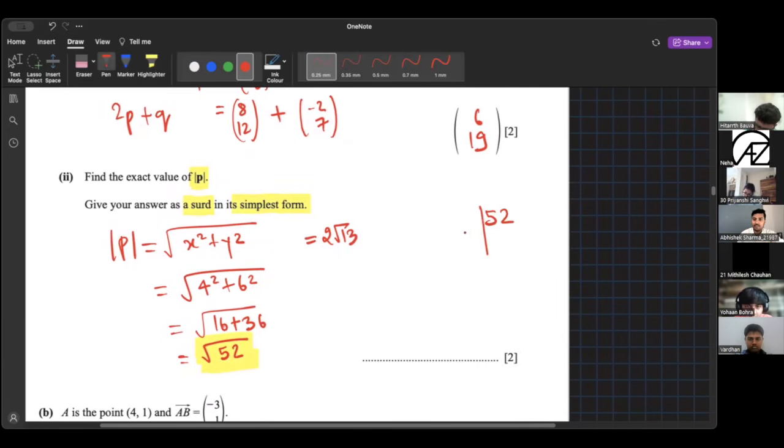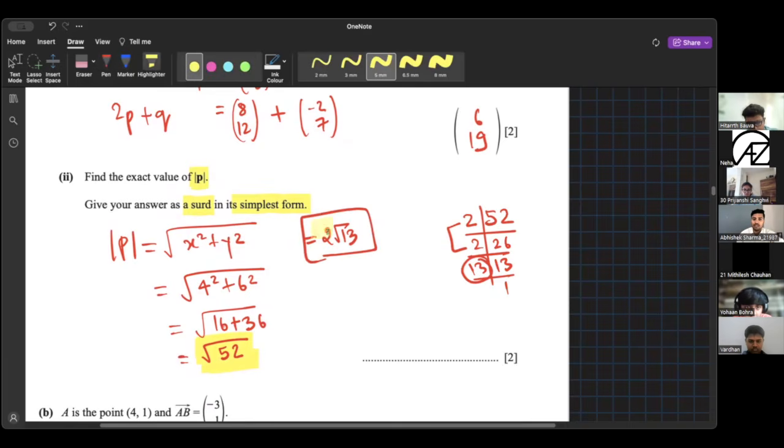Find the factors. 2 times 26 is 52. 2 times 13 is 26. 13 ones are 13, right? So we are getting a pair for 2, but for 13 we are not getting a pair. Hence we are writing 2 root 13, and that is the answer, which is in the form of a surd and in its simplest form. So the final answer will be 2 root 13 and not only root 52. Root 52 is an answer, but it is not in its simplest form. So you have to simplify.